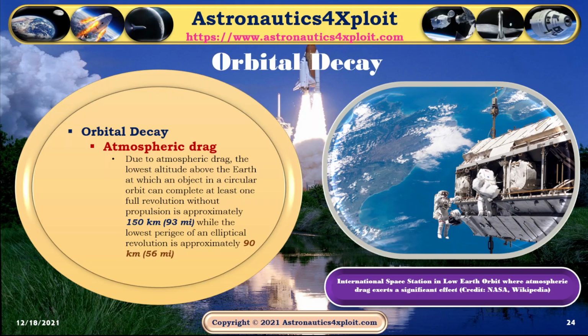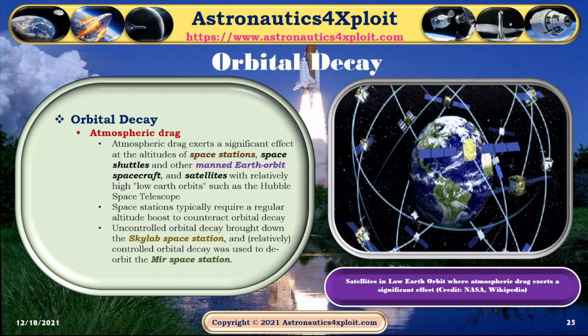This picture shows International Space Station in low Earth orbit, where atmospheric drag exerts a significant effect. Atmospheric drag exerts a significant effect at the altitude of space stations, space shuttles, and other manned Earth orbit spacecraft, and satellites with relatively high low Earth orbits, such as the Hubble Space Telescope.